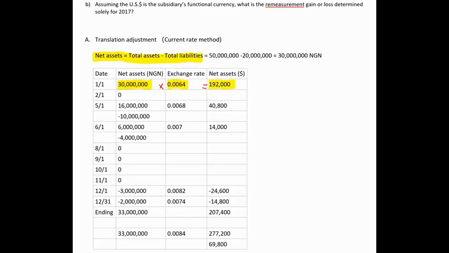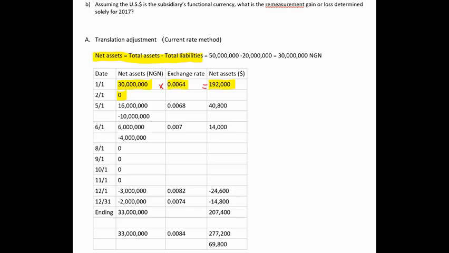Okay, next let's have a look at those individual transactions to see whether they are going to impact the company's net assets, the total assets or total liabilities. The first transaction is the company paid 8 million NGN on notes payable. The journal entry is to debit notes payable and credit cash. So the net impact on total assets is 0, which means we do not need to make any adjustment.